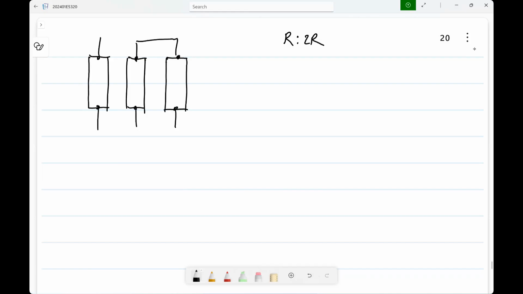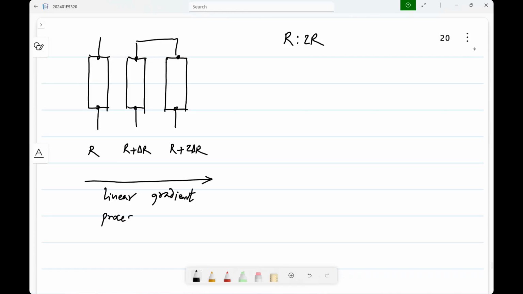If this piece has a value R, this will have some slightly different value, and this will have something that's even more different. So there is a linear gradient, and this can happen because of the process itself. Somehow the process has some bias, and then the doping slightly increases from one side to the other. It can also happen because of temperature.